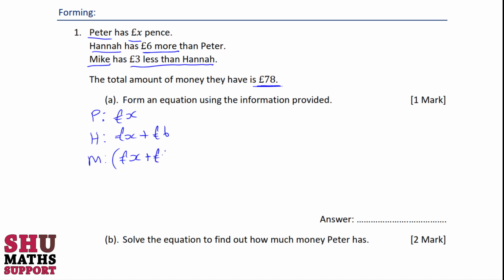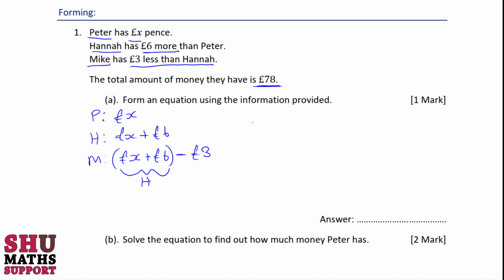So Mike must have Hannah's X pounds plus £6, minus £3, where in the brackets is what Hannah has in total, and then we're going to minus £3 of that. And we also know that the sum of this is £78, so the money that everyone has in total is £78. So we can actually start forming some type of equation here.